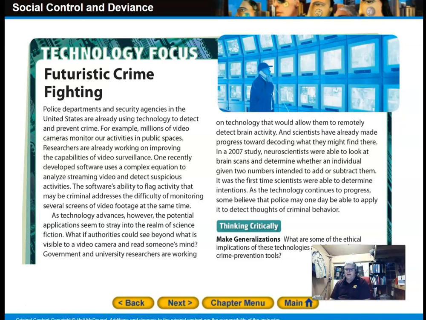What if authorities could see beyond what is visible to a video camera and read someone's mind? Government and university researchers are working on technology that would allow them to remotely detect brain activity. And scientists have already made progress toward decoding what they might find there. In a 2007 study, neuroscientists were able to look at brain scans and determine whether an individual given two numbers intended to add them or subtract them. It was the first time scientists were able to determine intentions. As the technology continues to progress, some believe that the police may one day be able to apply it to detect thoughts of criminal behavior. What do you think of that?